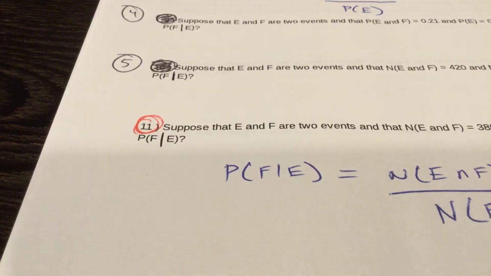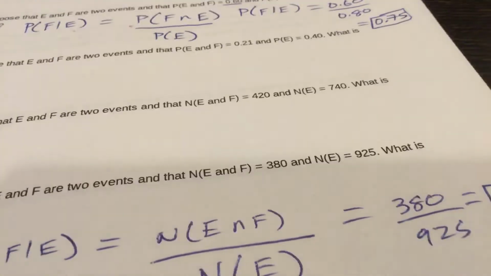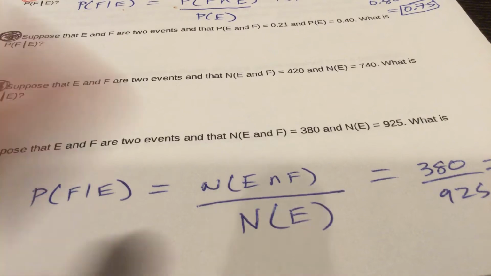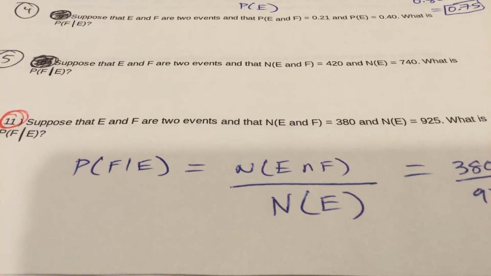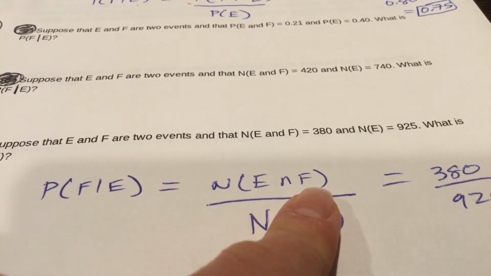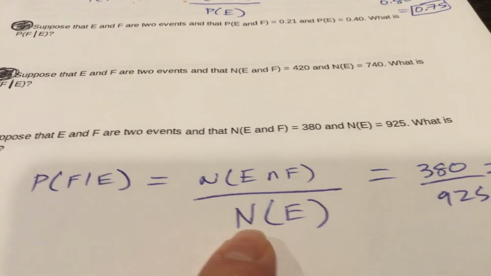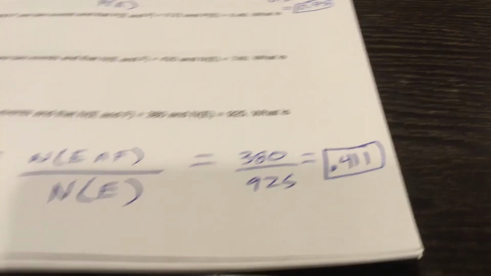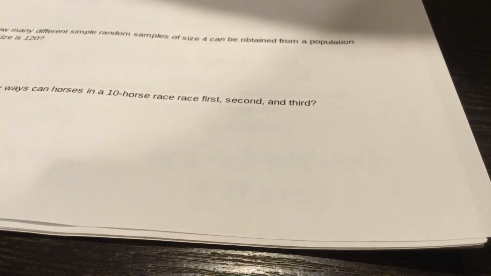What is the probability of F given E? The probability of F given E would be the number of times their intersection occurs divided by the number of times E occurs. It's all about intersection over that second part. The number of times they both occur could be F intersection E. The order doesn't matter there. Definitely has to be E in the denominator. That would be 380 over 925, which is 0.411. All right, that's how you do number 5 there.